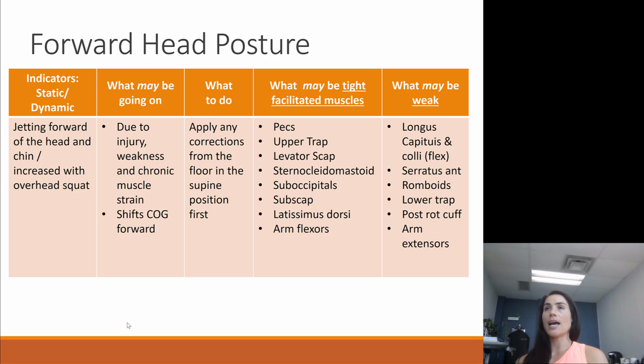So what that means is have them lay down, and if they're laying down on the ground in a supinated position and you still see that they're tilting forward or they're moving their head forward, that could be an issue, right?